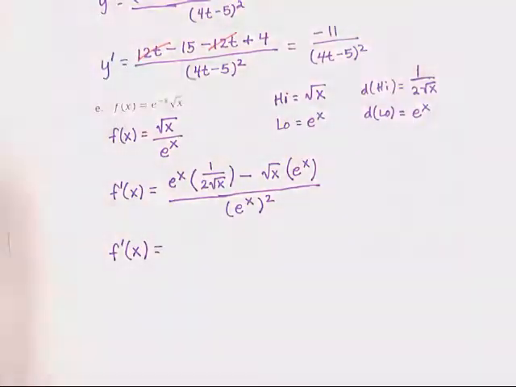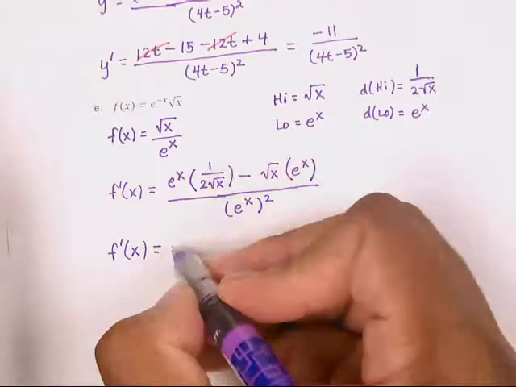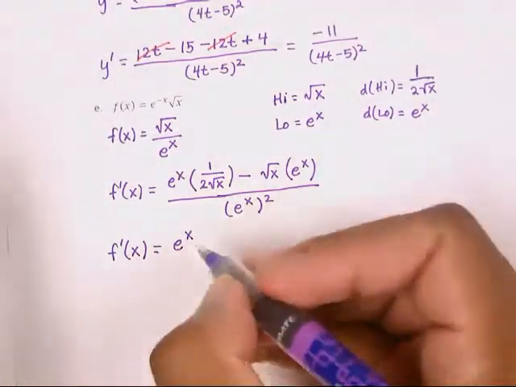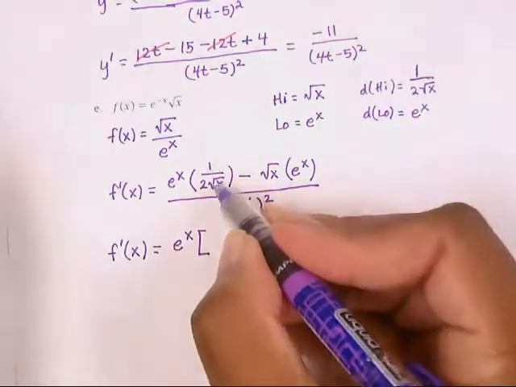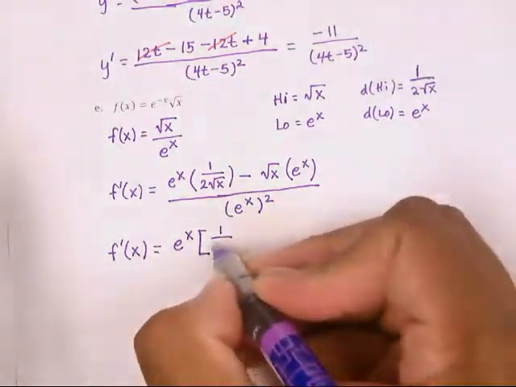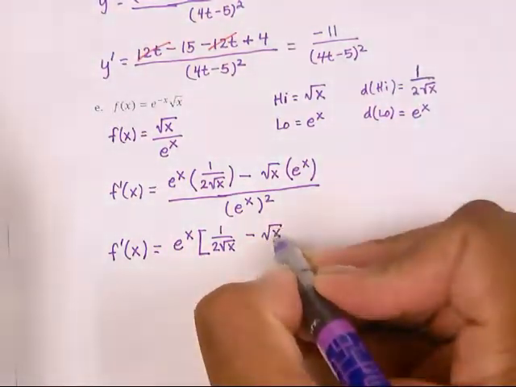So here f prime of x. In the numerator, I can factor out e to the x. That's what I'll do here. Factor e to the x out. And then what I'm going to be left with is 1 over 2 square root of x minus the square root of x.